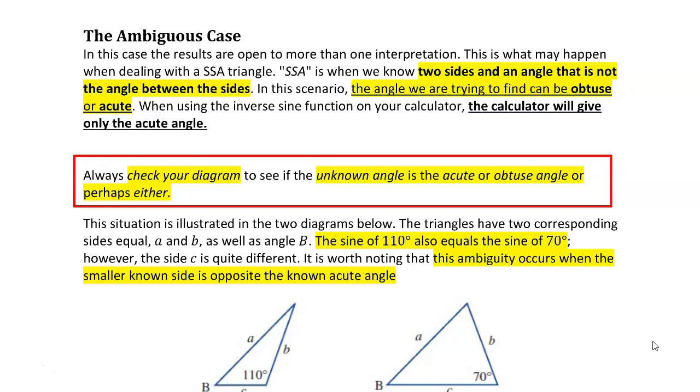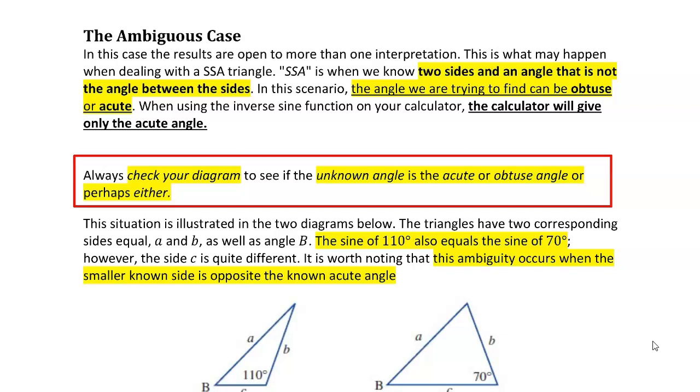So this is what happens if we have a triangle where we have two sides and an angle that is not the angle between the sides. So in this scenario, this is when we're trying to find an angle and we're not actually sure if it's obtuse or acute. On the information we have, that unknown angle could be obtuse, between 90 and 180 degrees, or acute, which is between 0 and 90 degrees.